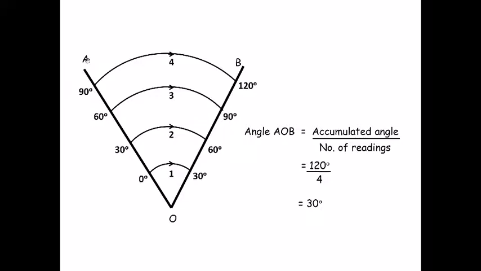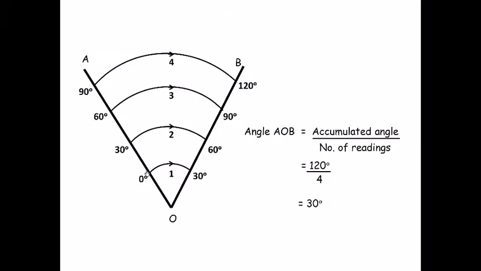Now we have the interior angle AOB, it's 30 degrees. But in order to minimize the error, we can use the repetition method in which we take the same angle again and again. That means you took the angle once, then you again sight the point A, set the angle equal to 0, take the angle again, and do this 3 or 4 times. And then you take the average, and that minimizes the error in your final value.